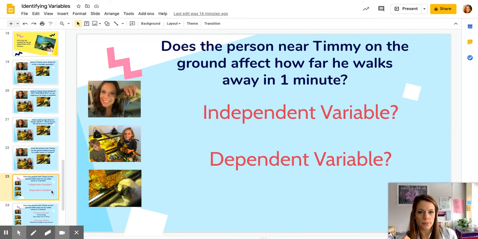So again, using this question, which would be my independent variable? I want you to think right now. Using that question, what would my independent variable be? And I want you to think right now, what data would be collected? What would be the dependent variable? Think, think, think.